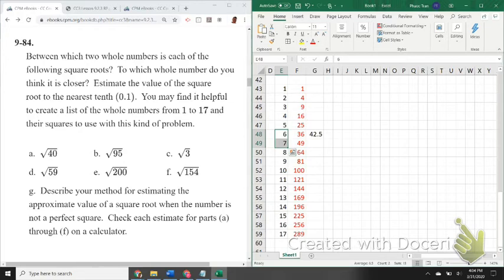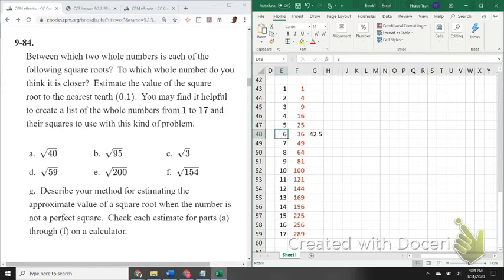Right? So if I'm looking for the square root of 40, it's going to be less than the square root of 42.5. So therefore, it should be less than 6.5, because the square root of 42.5 is 6.5. And since 40 is below that, I would estimate it's probably between 6.3 or 6.4.